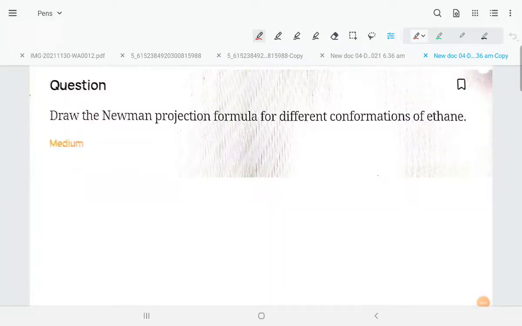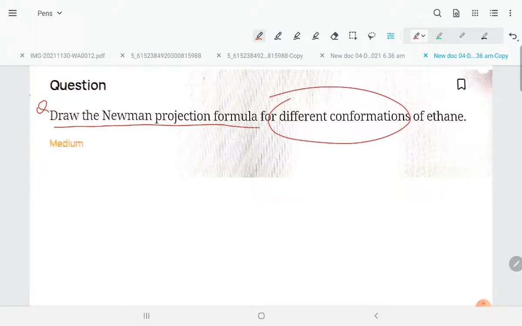Hi students, let us try to understand one problem. The question is: draw the Newman projection formula for different conformations of ethane. If you talk about ethane, this is the formula CH3 CH3.